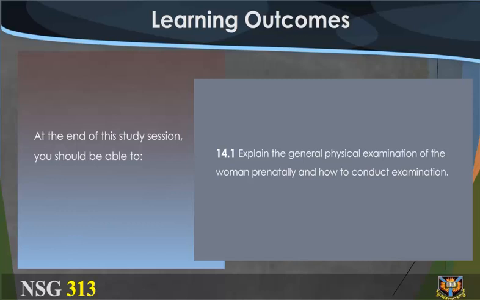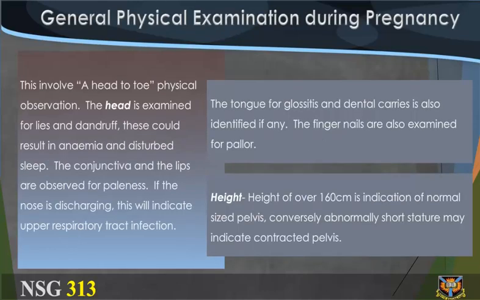Learning outcomes. At the end of this study section, you should be able to explain the general physical examination of the woman prenatally and how to conduct examinations. General physical examination during pregnancy. This involves a head-to-toe physical observation.